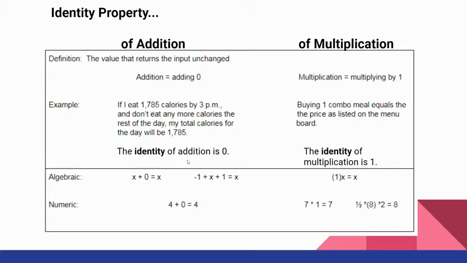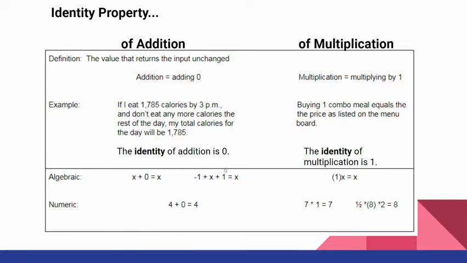That's because the identity of addition is 0, and the identity of multiplication is 1. So we have two different identities depending on which operation you're using. And that's, again, because whenever you add, I don't care what the number is, you add 0 to it, you're going to keep that original number. So 4 plus 0 is 4, x plus 0 is x.